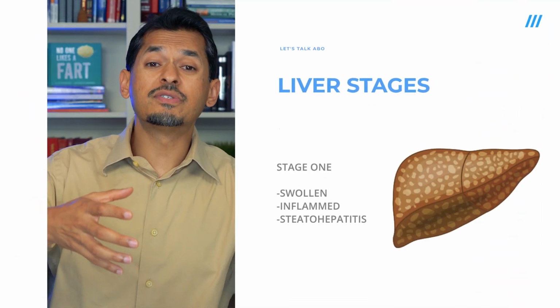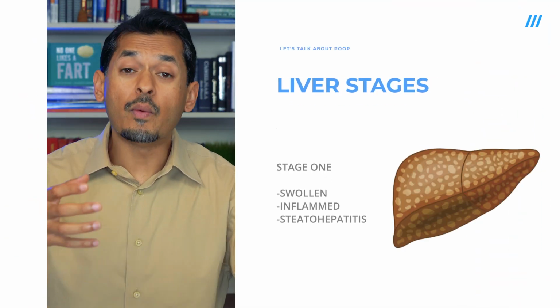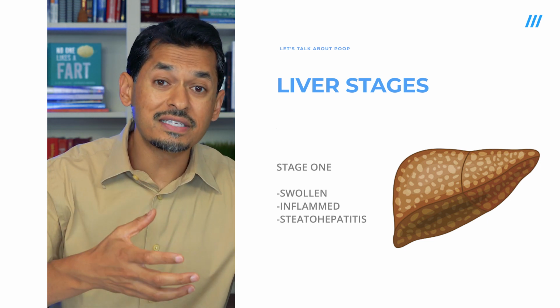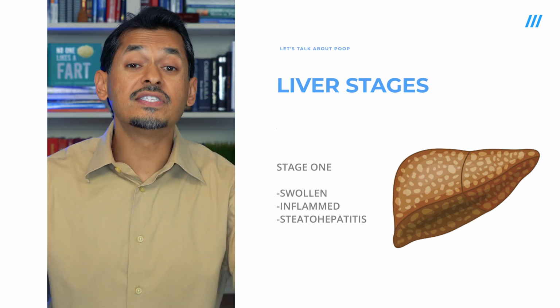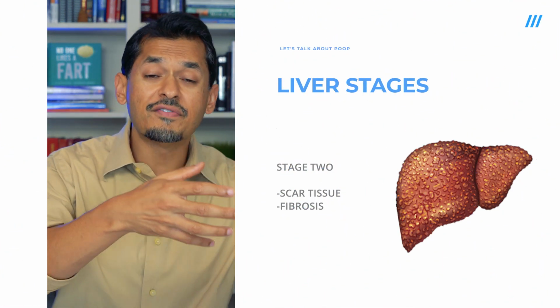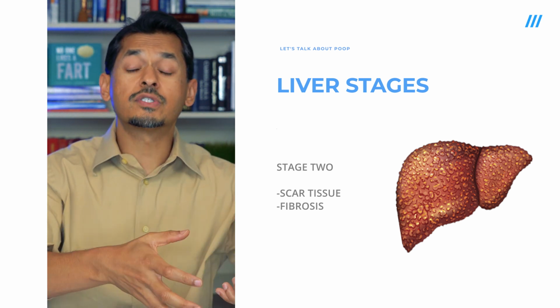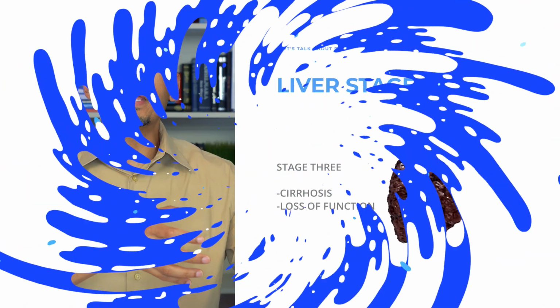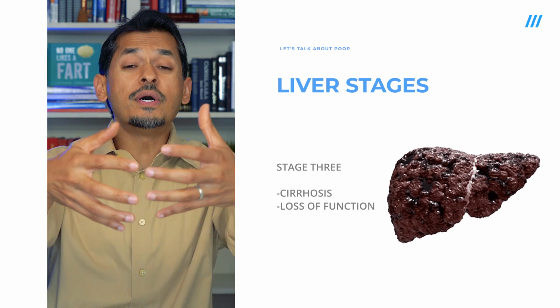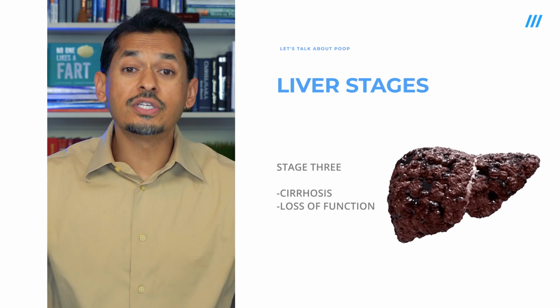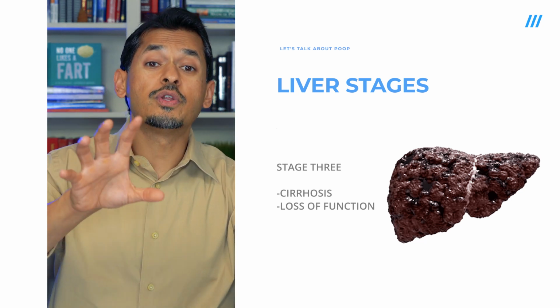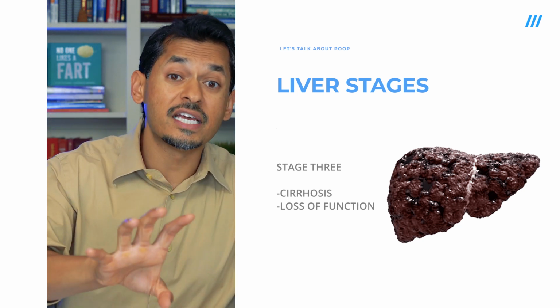And there are 3 main stages to this progression to liver failure. Stage 1 is that your liver becomes swollen or inflamed, and we can sometimes see this on blood testing or imaging, and this is called steatohepatitis. Over time, that fat and inflammation will cause scar tissue in the liver. When that happens, you actually have what's called fibrosis. If you get to stage 3, when you have so much fibrosis, it actually scars up your liver completely, and that's when you have cirrhosis or end-stage liver disease.